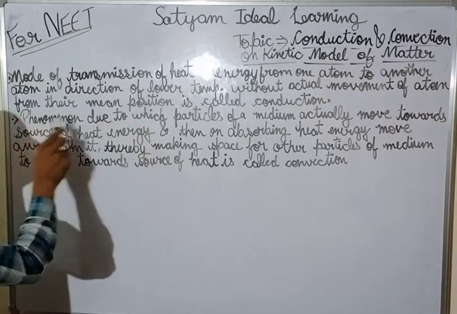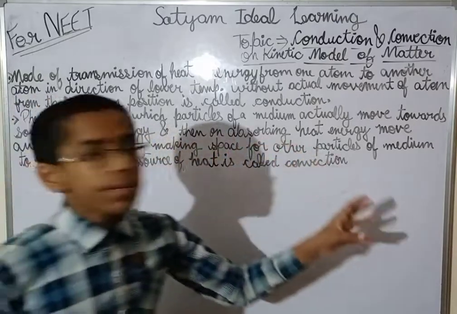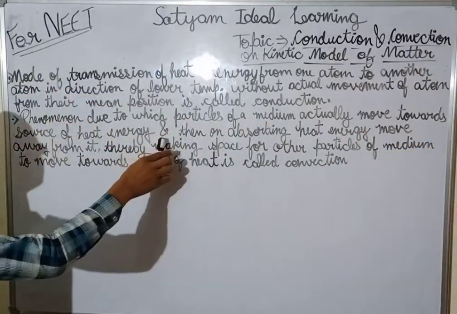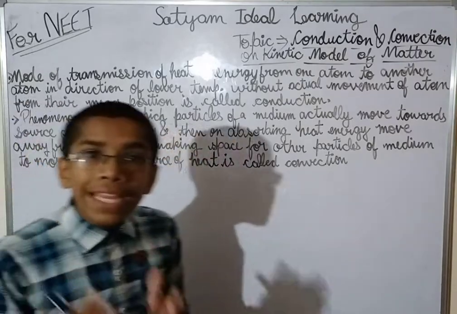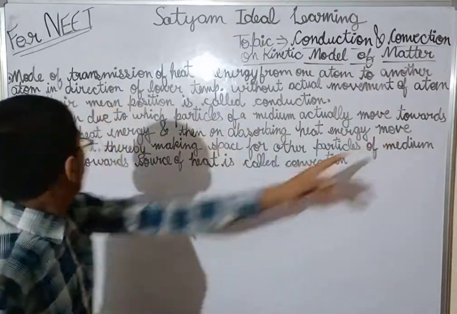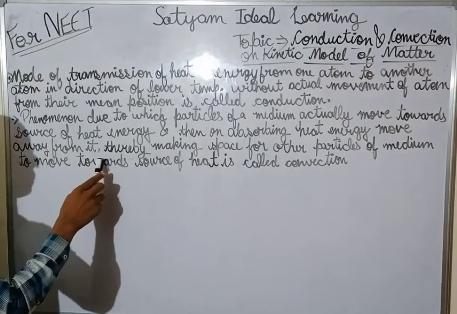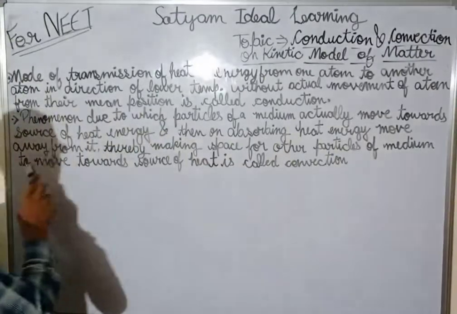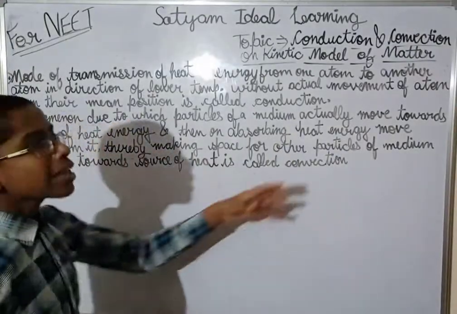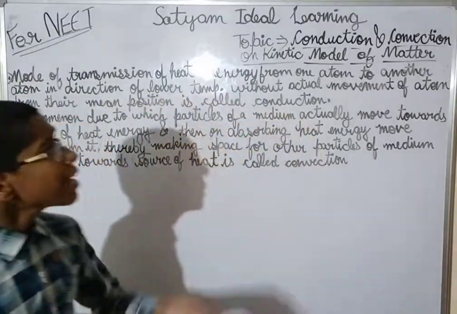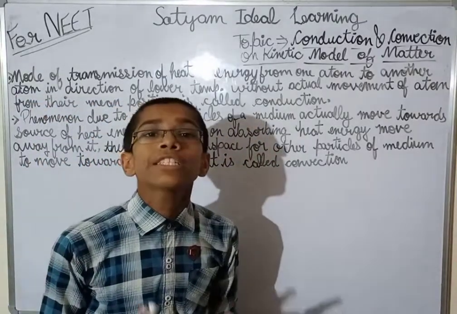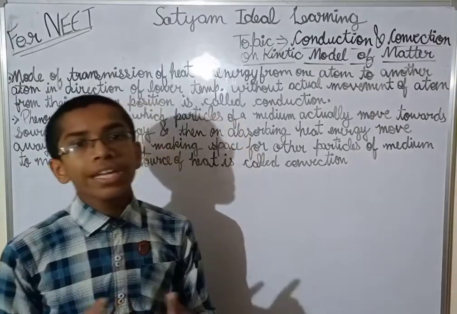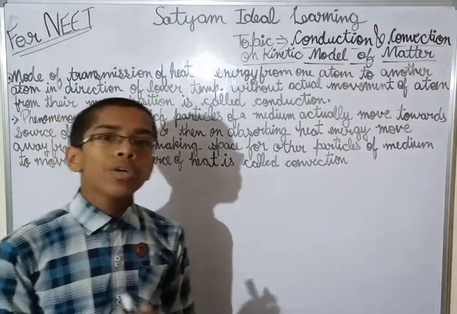See, the phenomenon due to which particles of a medium actually move towards the source of heat energy and then, on absorbing heat energy, move away from it, thereby making space for other particles of the medium to move towards the source of heat, is called convection. See, conduction only takes place in solid. It doesn't take place in liquid or in gas. Now, how is it not taking place?